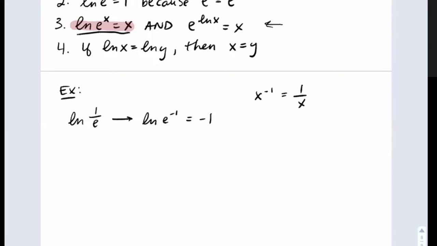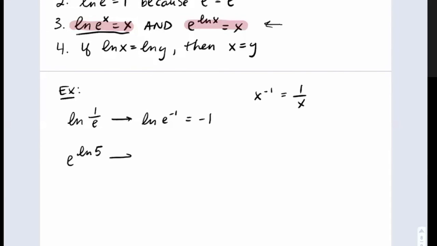What if it said e to the ln of 5? How could I rewrite that? Well, this one's actually quite easy. If you see up here, e to the ln of x equals x. So e to the ln of 5 equals 5. Because if e to the ln of x equals x, then e to the ln of 5 must equal 5.